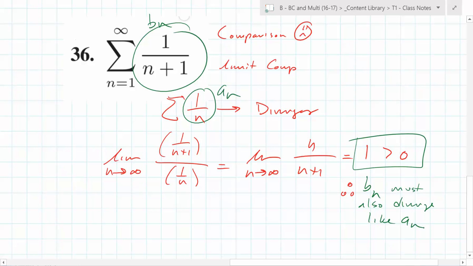So it looks like you could do the comparison test, but can you? No, because less than diverge does not tell you anything. Greater than converge doesn't tell you anything. Be very careful. I can guarantee you're going to have comparison and limit comparison questions on the test. Absolutely. And I'll give you a hint, most of the questions are going to tell you which test to use. Sound good?